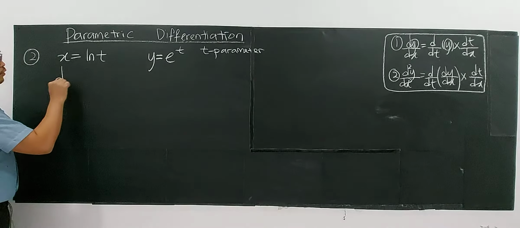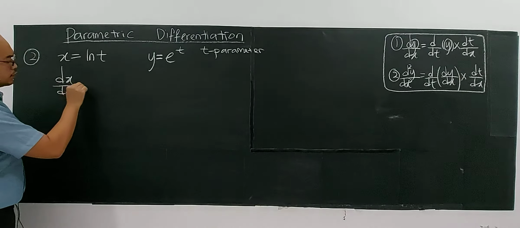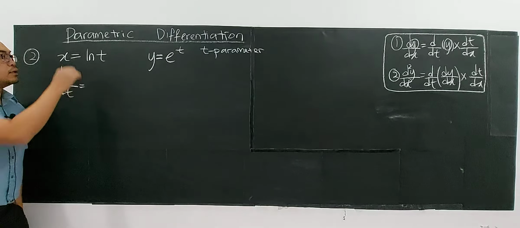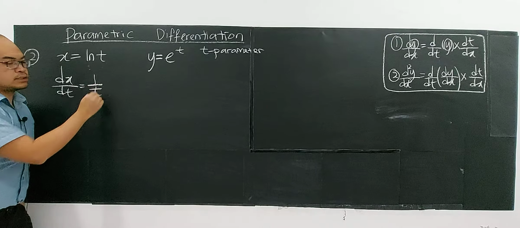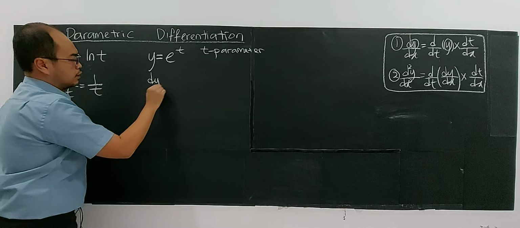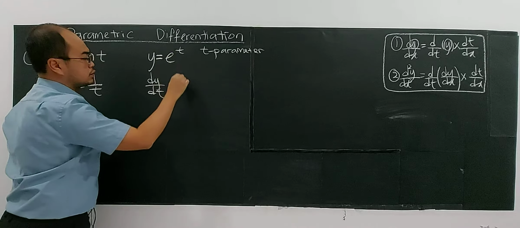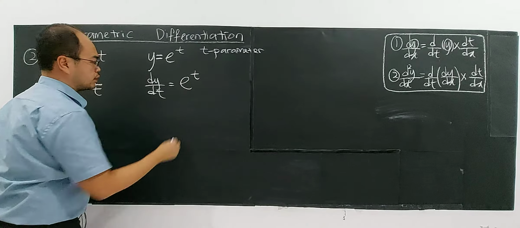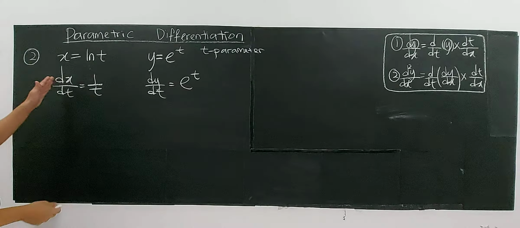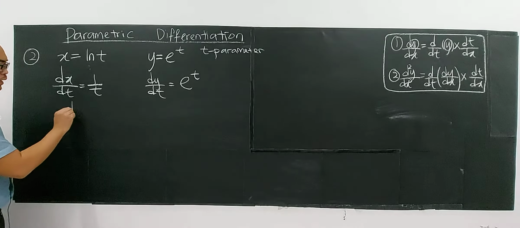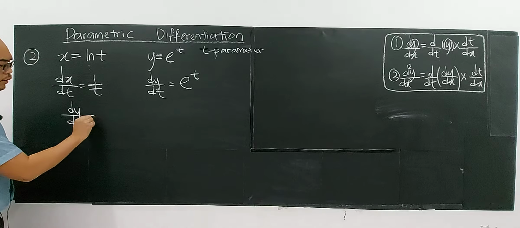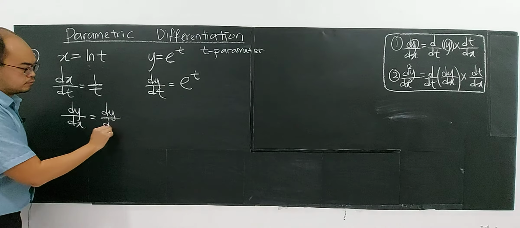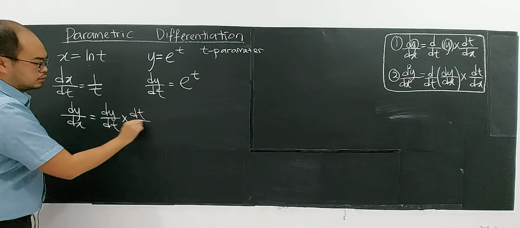Of course, I need to find dx/dt. You must first remember the formula for differentiating ln. Differentiate ln t, you get 1 over t. Differentiate e to the power t, you get e^t, salin balik. Differentiate t, you get 1. So you now know your dy/dt and your dx/dt. To find dy/dx, we apply the first formula, which is actually the chain rule: dy/dt multiplied with dt/dx.